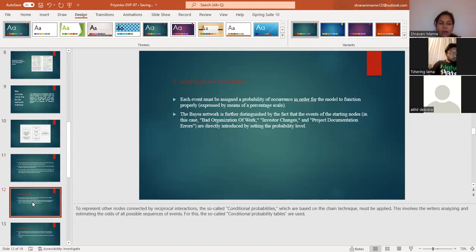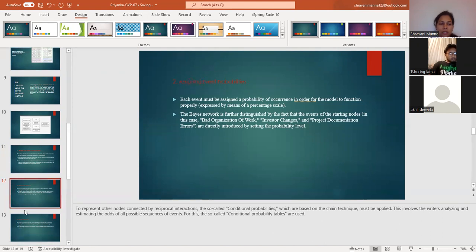Coming to the second factor of the Bayes network, which is assigning event probabilities. So to represent other nodes connected by the reciprocal interactions, which are called conditional probabilities. So this involves the writers analyzing and estimating a number of possible sequence events. So these are generally called conditional probabilities.